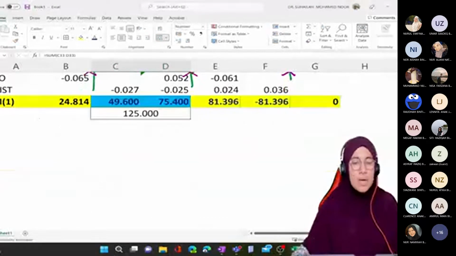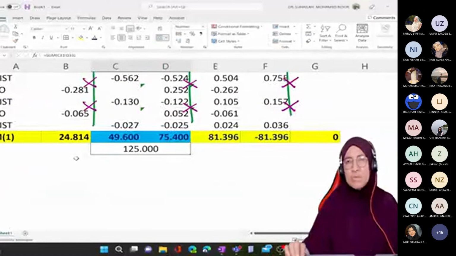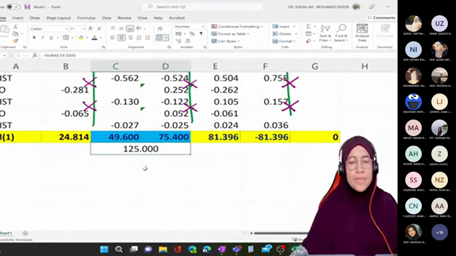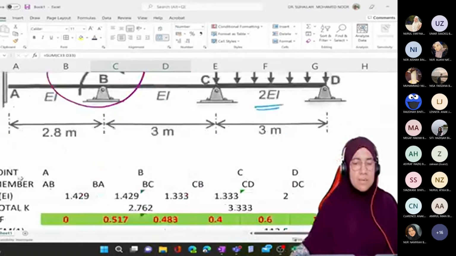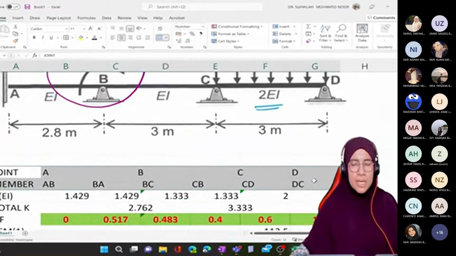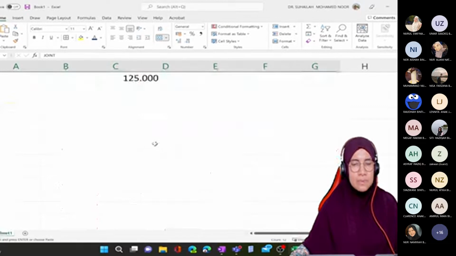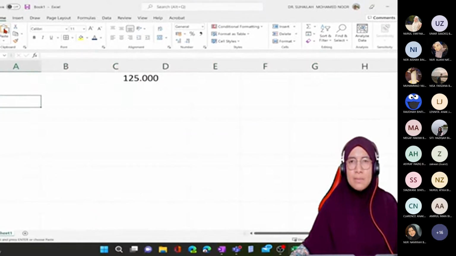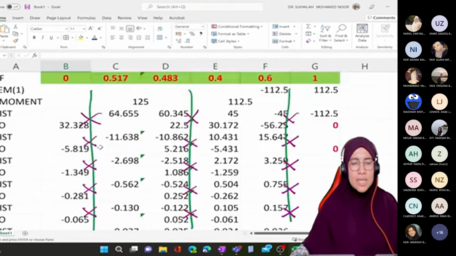Okay, now I want to move to table number 2 considering support settlement. So I copy this back. I want to have DF only. So we move to the second part of analysis, distribution factor.